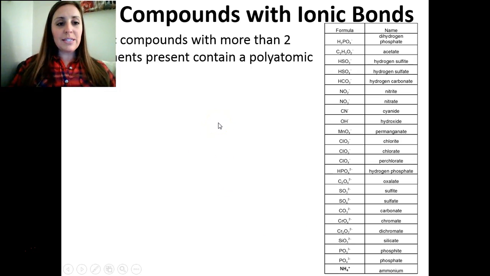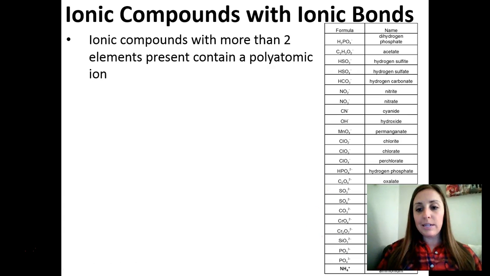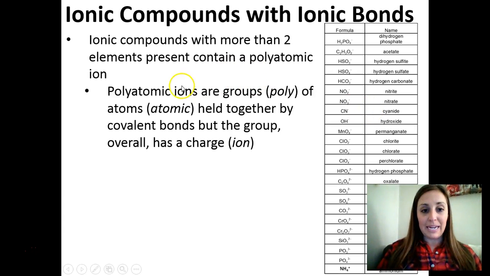All right, if you ever see an ionic compound that has more than 2 elements present, then you're going to have a polyatomic ion somewhere in here. So this is a big old list of polyatomic ions. There are more than this list, and for the academic chemistry course, you're always going to be given this. So in your notes, there's going to be this whole chart. You don't have to memorize it, but you do want to be familiar with it. If there's more than 2 elements present, and it's an ionic compound, one of the ions is going to be a polyatomic ion. And poly means many, so groups of many atoms held together by covalent bonds, but it overall has a charge, which means it's an ion.